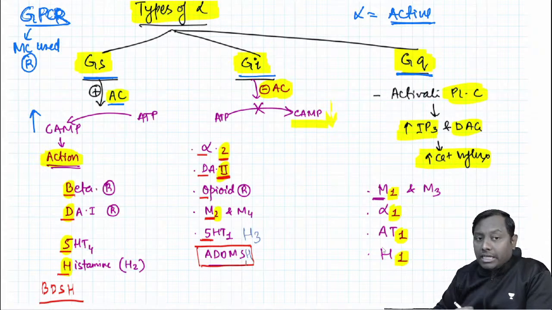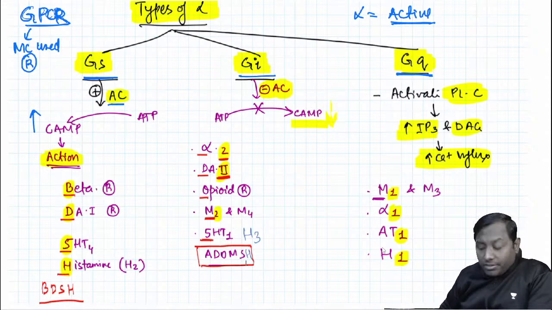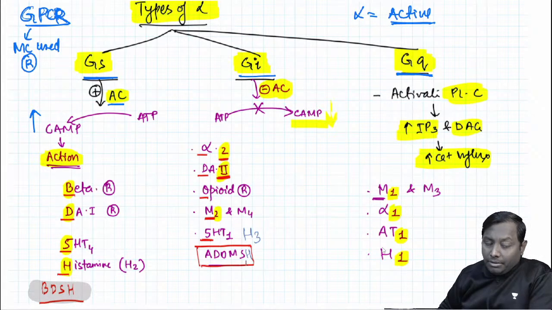Adenylyl cyclase activity. Again, you are increasing adenylyl cyclase with the GS. Examples of receptors will be BDSH, that is beta receptors, all the beta 1 to 3, dopamine 1, 5-HT4 and histamine, right? BDSH, don't forget.